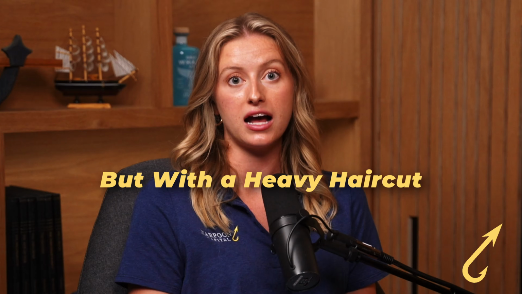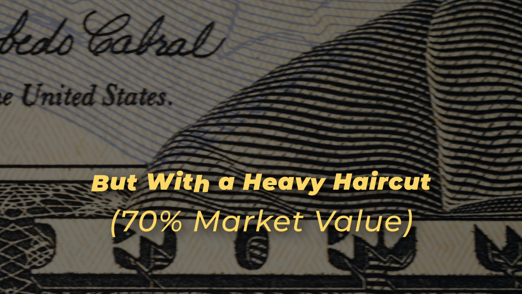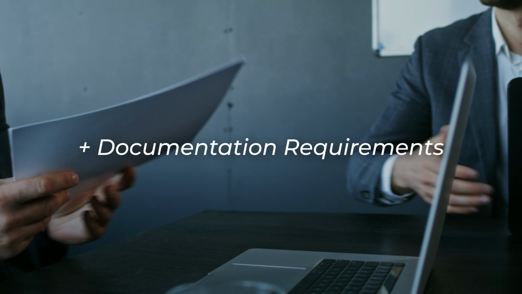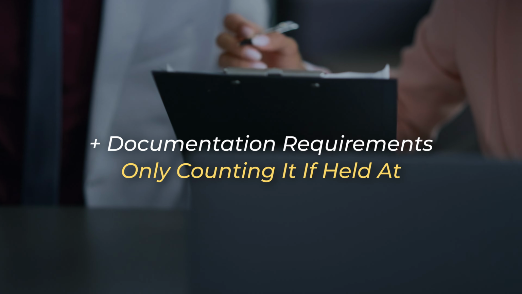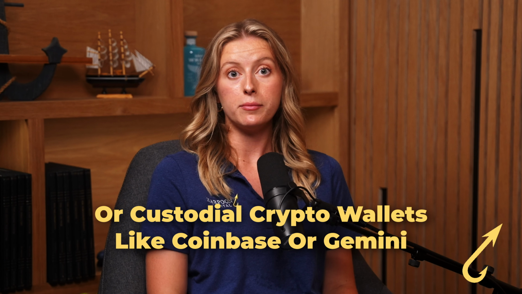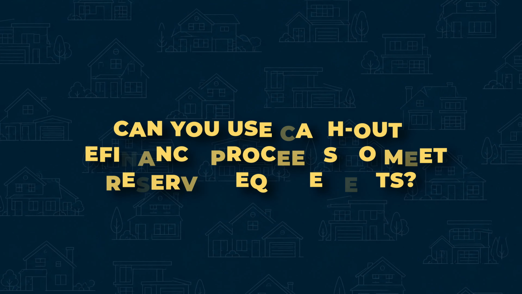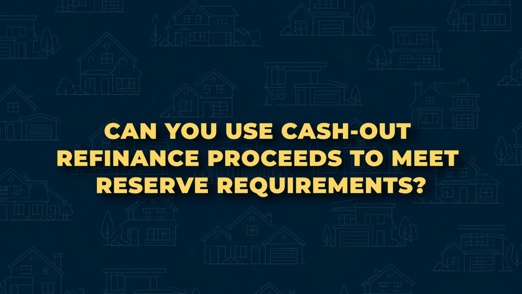Some forward-thinking lenders have begun to allow these crypto assets to be utilized for liquid asset reserves, often with a heavy haircut, such as 30% or counting only 70% of the market value, and documentation requirements such as only allowing for it to be counted if held spot at a mainstream or well-known exchange, or custodians such as Coinbase or Gemini. 3. Can you use cash-out refinance proceeds to meet reserve requirements on a DSCR loan?